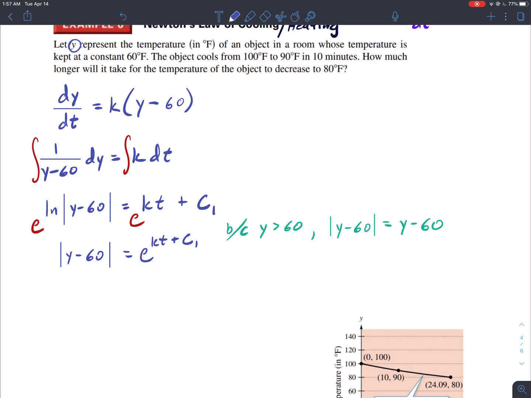This is y minus 60 is equal to e to the kt times e to the c1. And why? Well, for the same reason we were able to split this up earlier in the lesson. Multiply like bases, you add exponents, so this expression is technically the same as this expression. And in that case, e to the c1 is just some new constant, c.